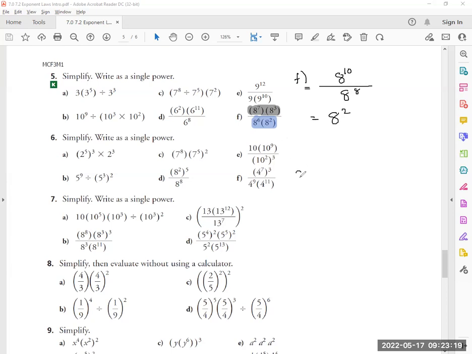Let's move on. How about number 6, F? Careful. Now I'm using all 3 laws. You'll see what I mean. Look carefully. Let's attempt the numerator first.